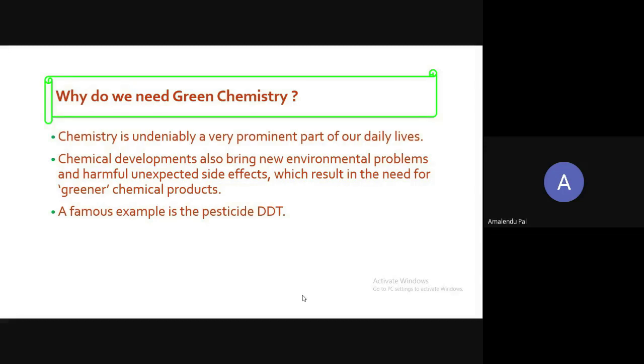Chemical development also brings new environmental problems, harmful, unexpected side effects, which result in the need for greener chemical products. So you see how much the chemical product creates environmental problems and harmful effects. We need some greener solvents. We have to produce some greener chemicals. A famous example is the pesticide DDT, which is also not used nowadays.